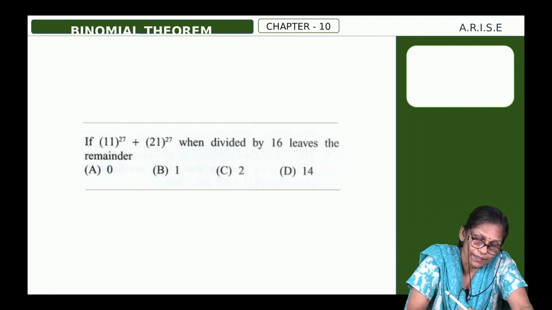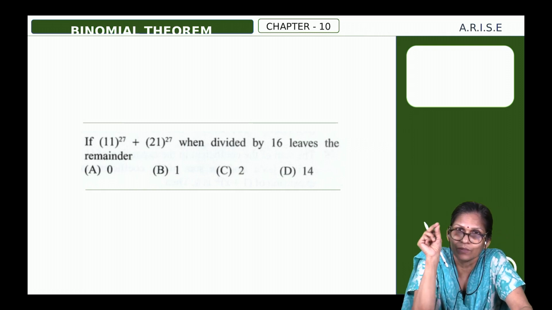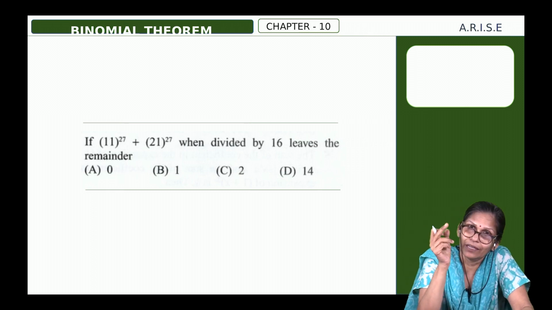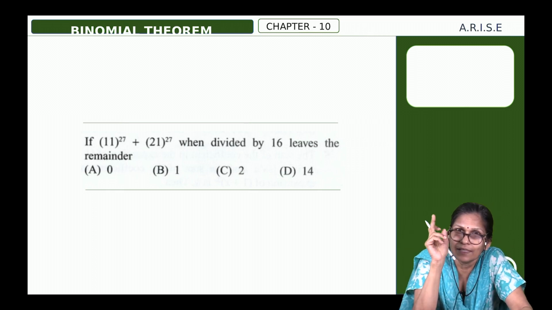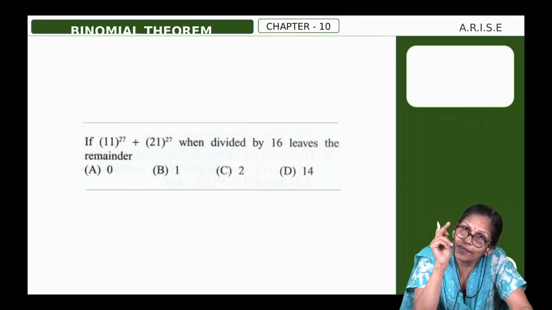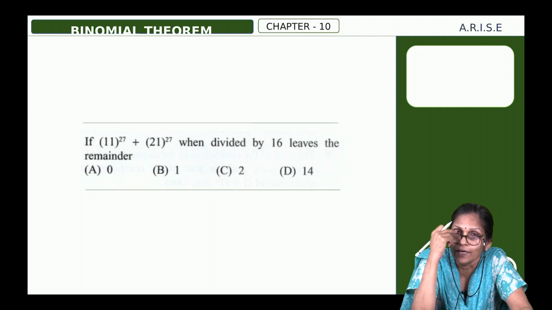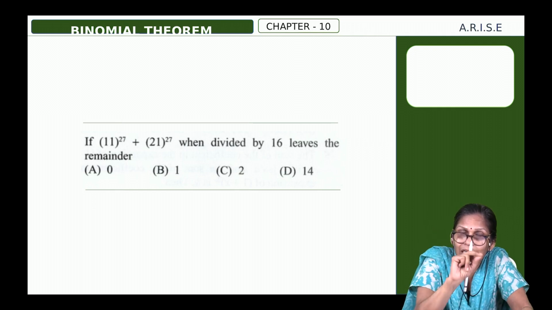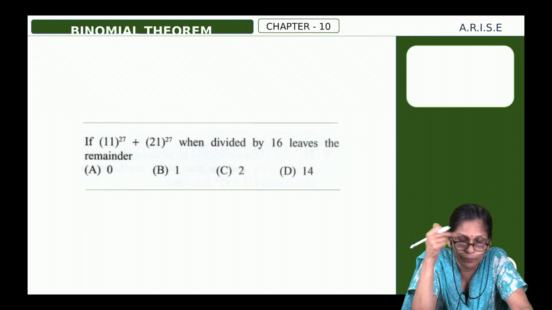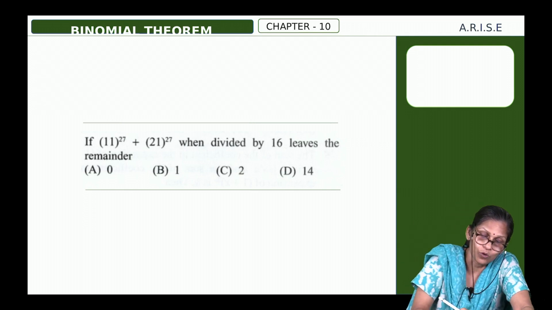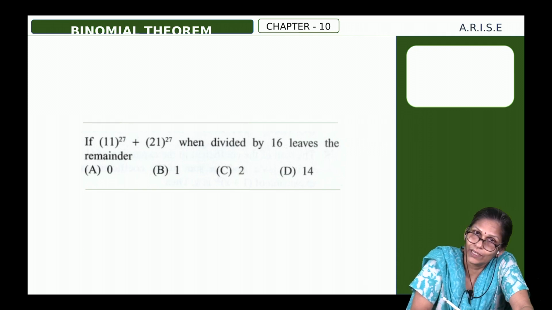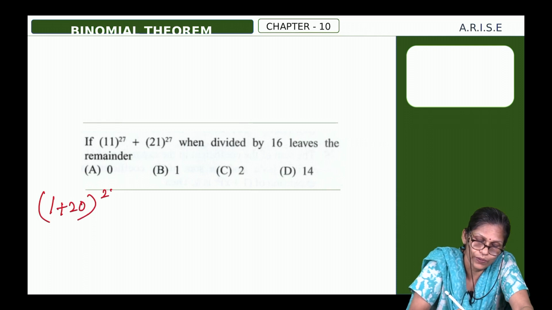Can't I write 21 as 20 plus 1? In that 20 itself you have incorporated a 4. What about 11? It is 8 plus 3. 3 is not very easy to work with. But if I write 11 as 12 minus 1, that should be okay. So, these are the two terms, that 20 and 12, which you are trying to bring into this expression. So, this 21 raised to 27 I can write as 1 plus 20 the whole raised to 27.